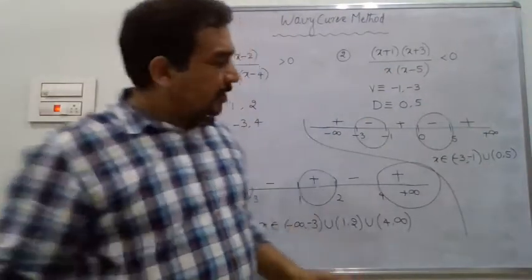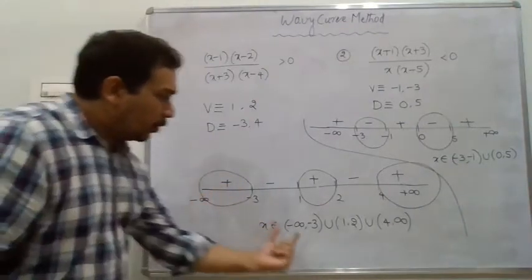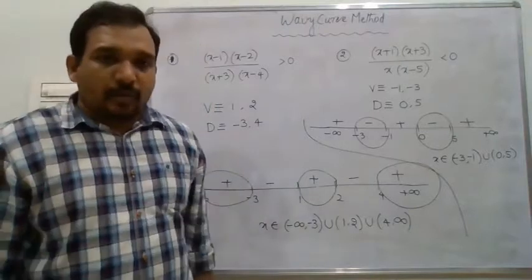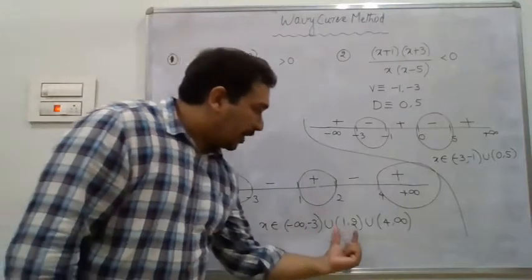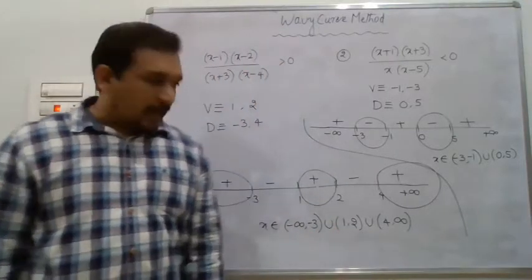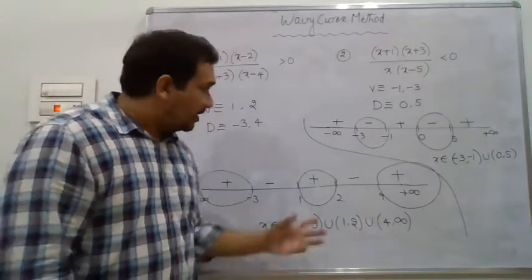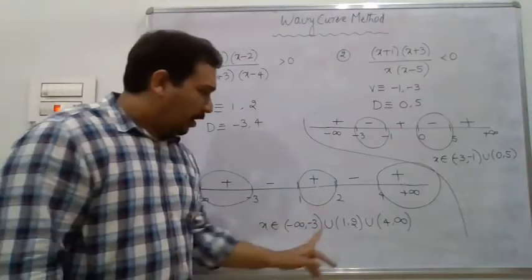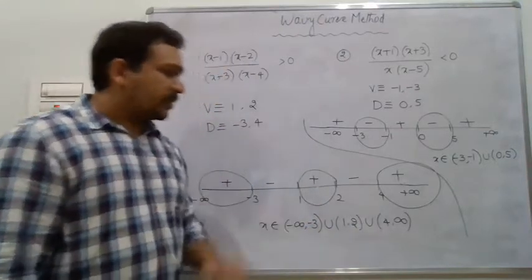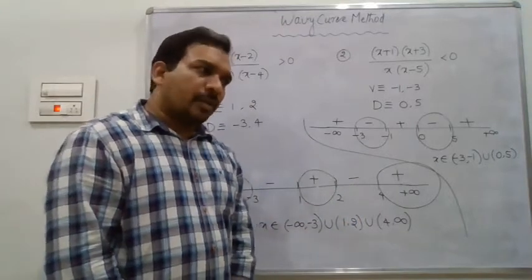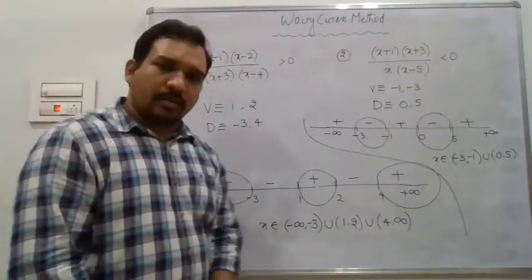Now in these two questions I have used only the open brackets. You know the meaning of open and closed brackets. Open bracket means I am excluding the number. I am excluding minus 3, and I am not going to include 1, 2, 4 and minus 3 in this answer. So that's why I have used open brackets here. Why should I not include these numbers?